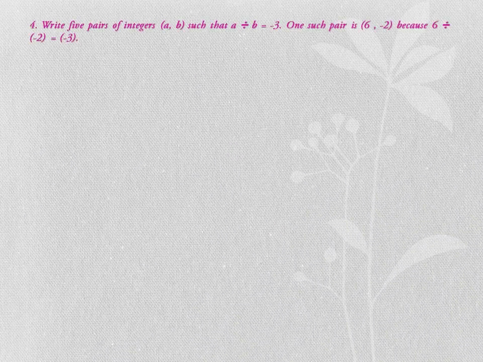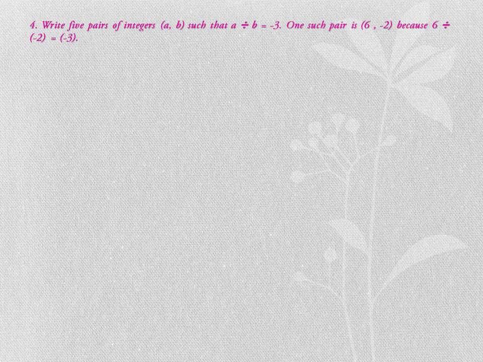Next, fourth question. Write 5 pairs of integers a, b such that a divided by b must be equal to negative 3. You can choose any pairs of a and b such that the first number divided by the second integer must be negative 3. Only one condition. One such pair is given for you. That is 6 and negative 2, because 6 divided by negative 2 is equal to negative 3. Similarly, you have to find out some more examples.